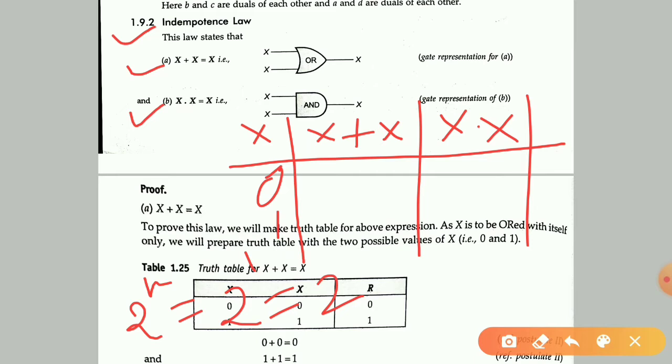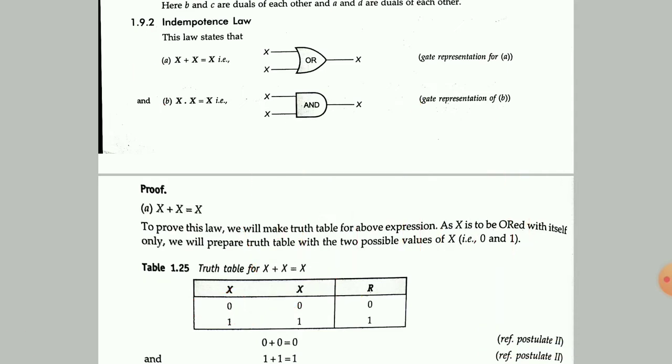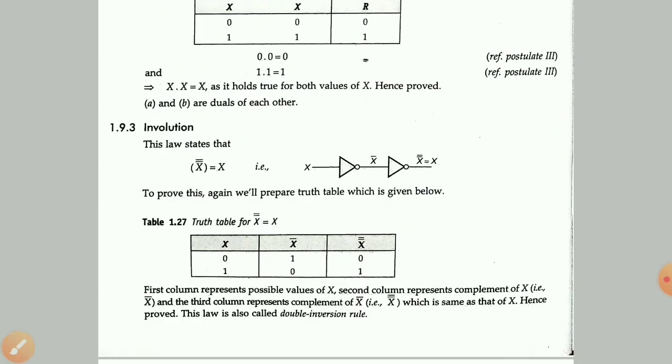So let's see x plus x, that means 0 plus 0 is 0, and 1 plus 1 is 1. In the same way, x dot x, 0 dot 0 is 0, 1 dot 1 is 1. So you can see that all the results are the same as the input x. That's why these two laws state that x plus x equals x and x dot x equals x. Clear, students? Now move to the next law.